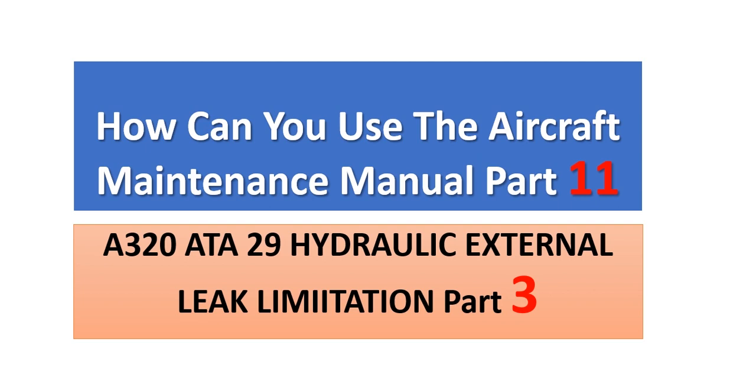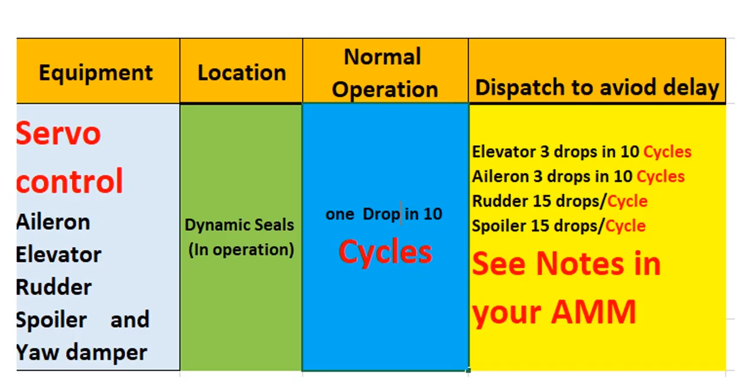The last time I spoke about the hydraulic external leak limitations for servo controls and drops and the time or the minute. But this time, here, the servo controls for the aileron, elevator, rudder, spoiler, and yaw damper. But this time, instead of minutes, we put cycles. Here, dynamic seals in operation, in normal operation, 1 drop in 10 cycles.